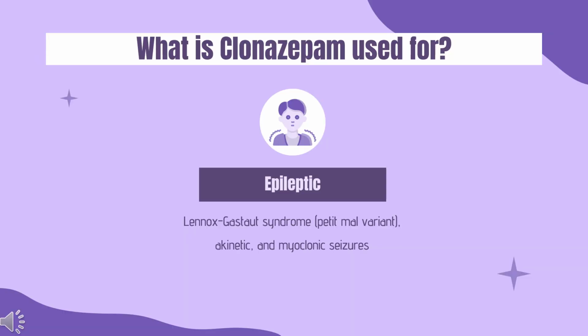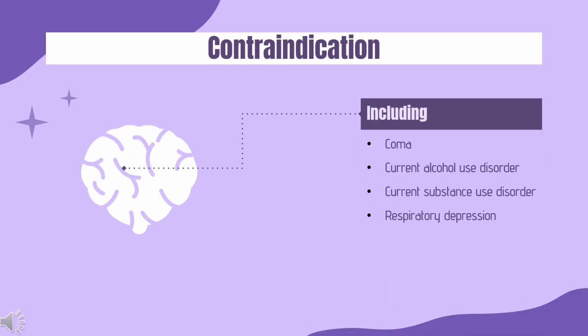What is clonazepam used for? Clonazepam is indicated as monotherapy or as an adjunct in the treatment of Lennox-Gastaut syndrome, petit mal variant, akinetic, and myoclonic seizures. Furthermore, clonazepam may also be of some value in patients with absence spells, petit mal, who have failed to respond to succinimides. Additionally, clonazepam is also indicated for the treatment of panic disorder, with or without agoraphobia, as defined in the DSM-V.